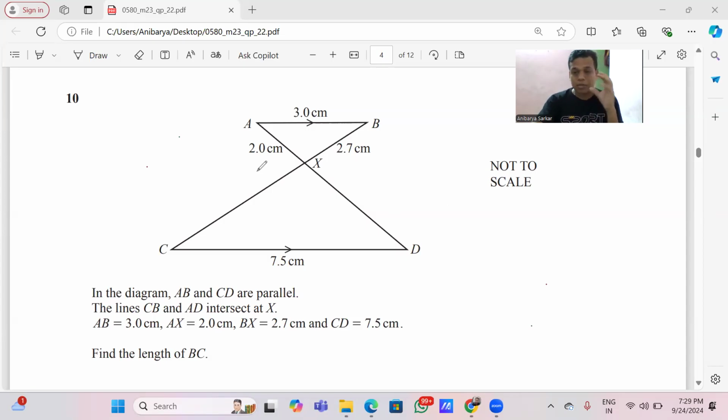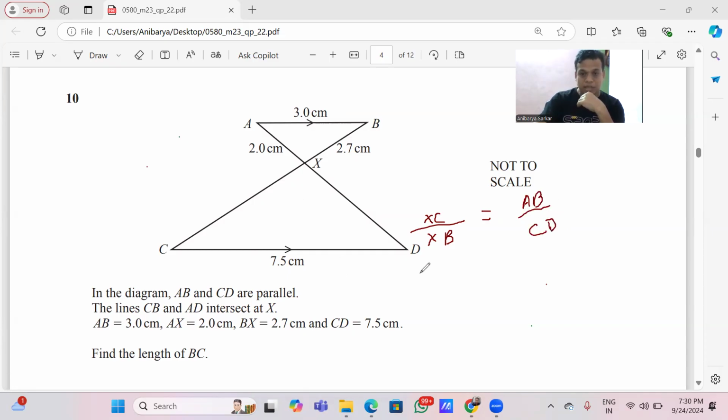According to the similarity condition, if two triangles are similar, then the ratios of their sides are equal. So we can write XC from the large triangle equal to XB of the small triangle. The ratios are equal, and these two values are given. So I choose this one: AB from the small triangle, and this side CD from the large triangle.